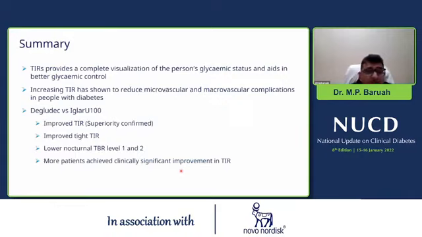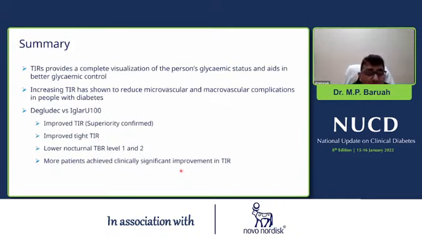So, in summary, time in range provides a complete visualization of a person's glycemic status and aids in better glycemic control. Increasing time in range has been shown to reduce micro as well as macrovascular complications in people with diabetes. Although we need more robust evidence from larger studies, the early signals are quite favorable to using time in range as a tool for setting our goals for proper glycemic control along with HbA1c, and probably that is going to bear fruit in future.